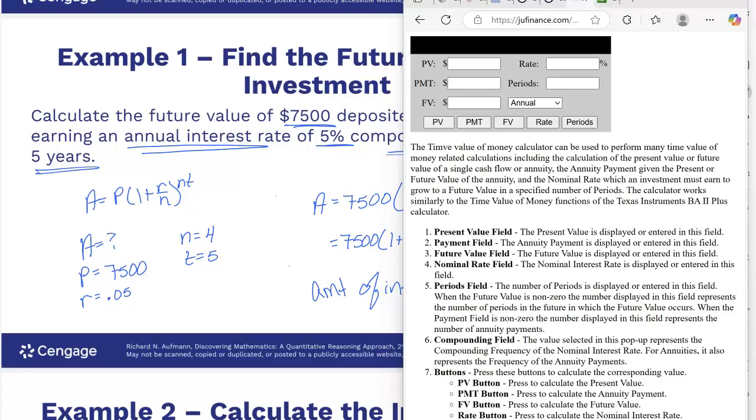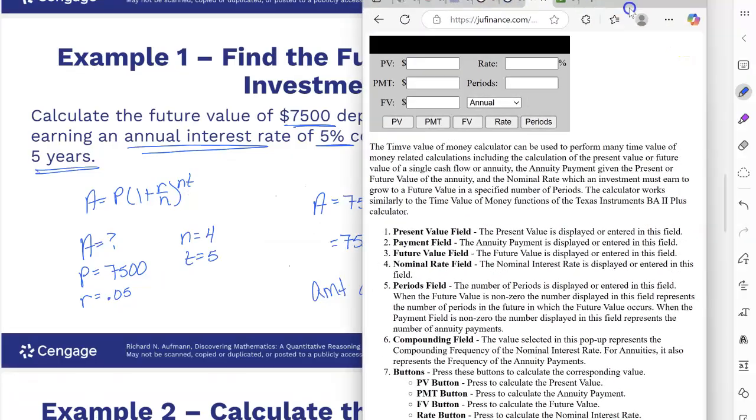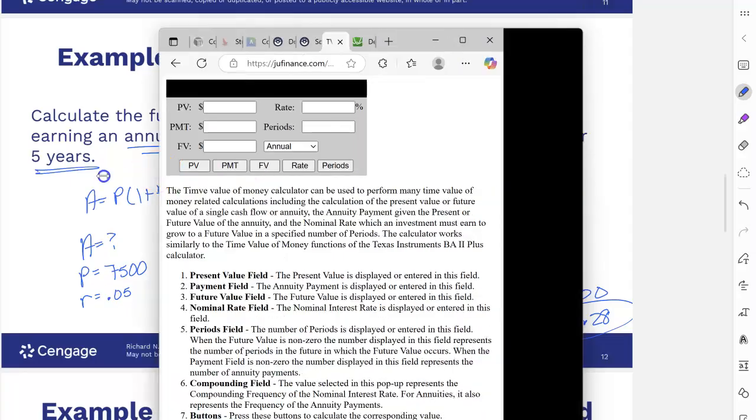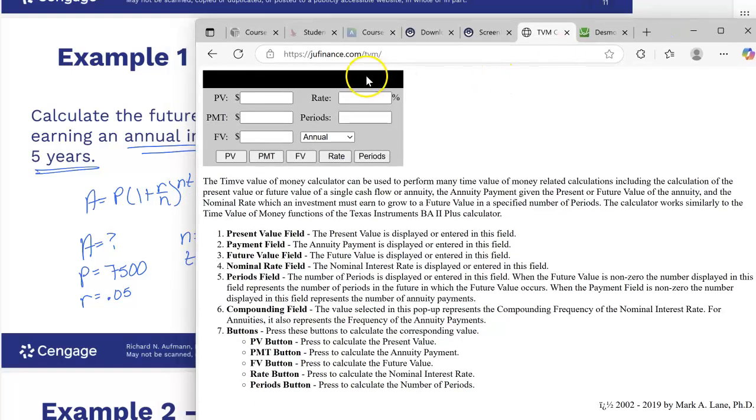So what I want to do now is revisit this problem, but I want to show you how to use an online tool to help you figure this out. This is a finance calculator, and it's jufinance.com/TVM. It's a time value money calculator. So we've got present value here. We're not going to use payment stuff yet. That would be for like if we take out a mortgage or a house loan.